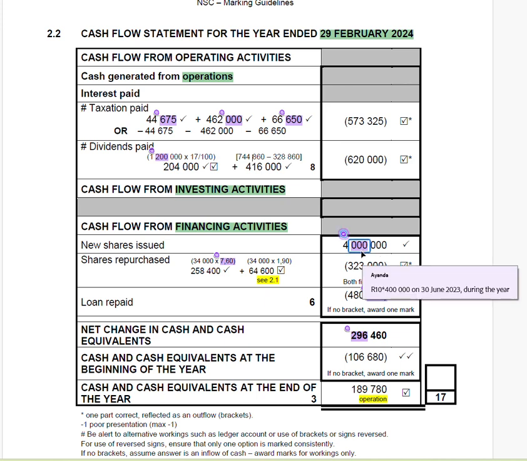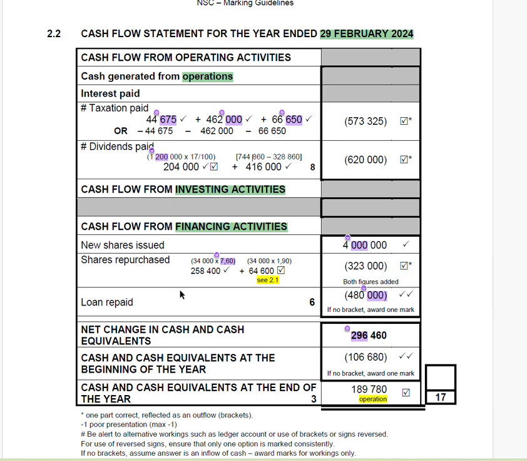So now, how do I ascertain the amount? We're told that on 3 June 2023, which is during the year. Why is it during the year? Because it is after 1 March 2023, which is the first month of our current financial year. We're told that they sold 400,000 shares and each share was worth 10 rand. So in order to get this amount, you multiply the 400,000 number of shares by the share price of 10 rand, and then you get 4 million.